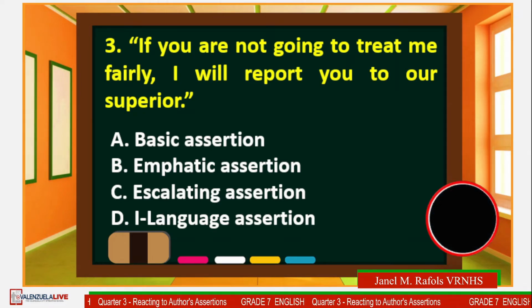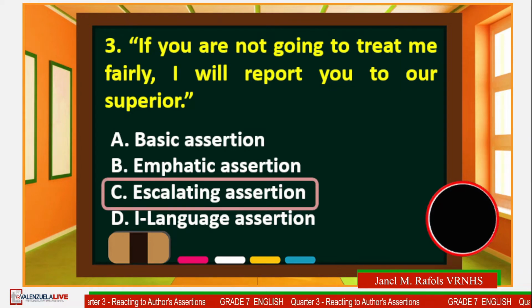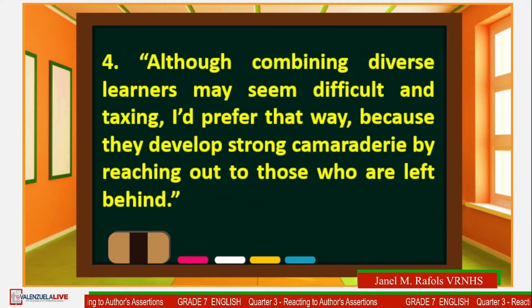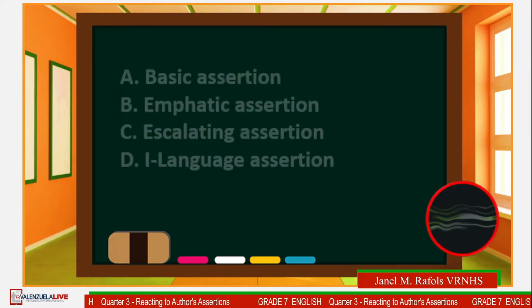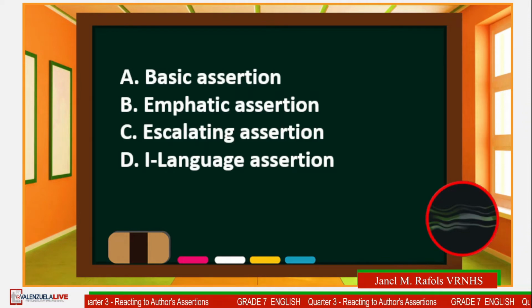The answer here is C. Escalating assertion. Number 4. Although combining diverse learners may seem difficult and taxing, I'd prefer that way because they develop strong camaraderie by reaching out to those who are left behind. A. Basic assertion. B. Emphatic assertion. C. Escalating assertion. Or D. I-language assertion.